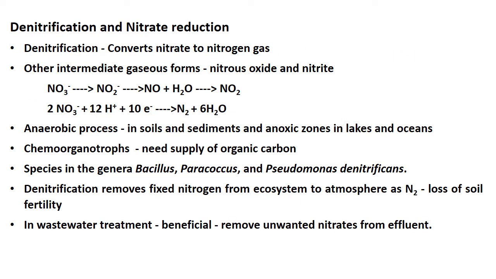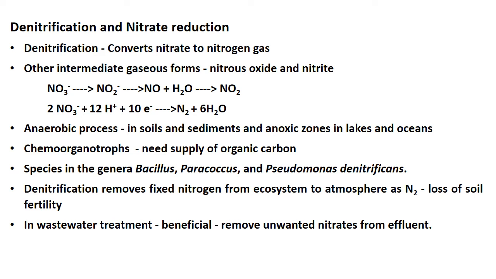The next process in nitrogen cycle is denitrification and nitrate reduction. Denitrification is a process that converts nitrate to nitrogen gas. So after denitrification, the nitrogen gets escaped from soil back into the atmosphere. So this process removes bioavailable nitrogen from the ecosystem.